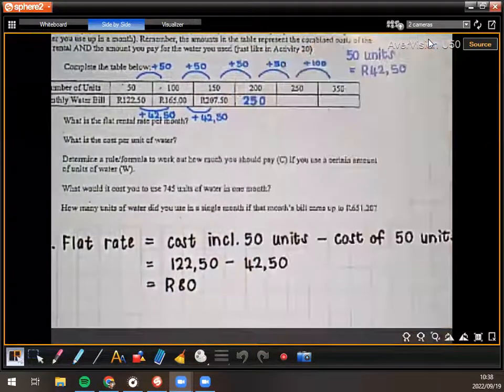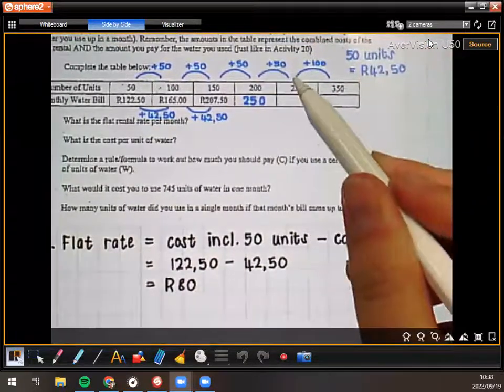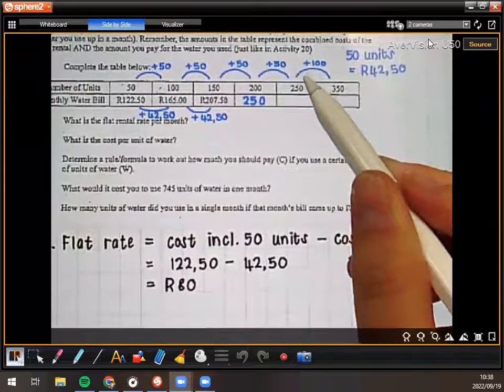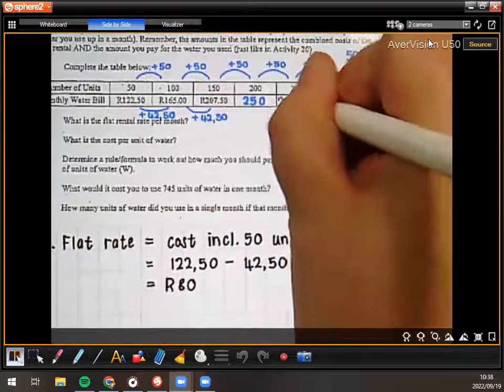Thank you. 250. What's the next amount? Is that also 50 units more? Yes, so we must again add 42 rand 50. So that's going to get us to 292.50.